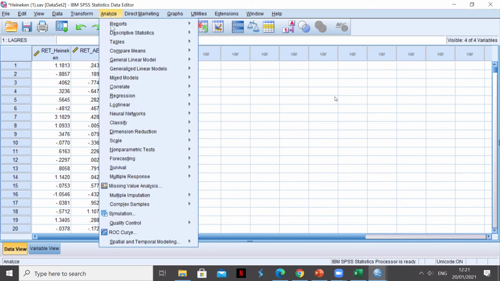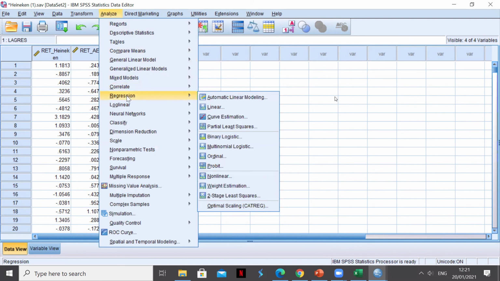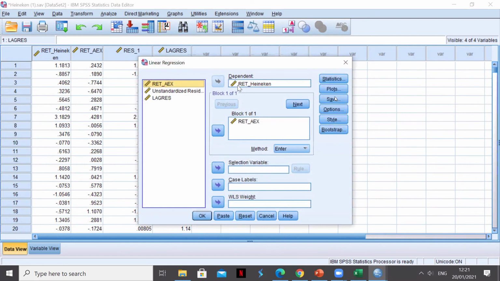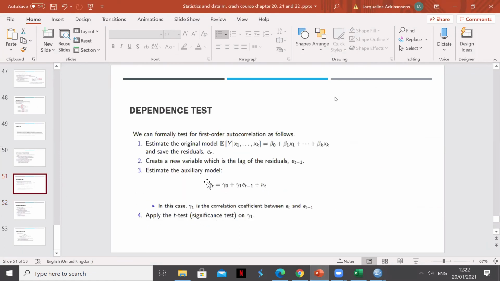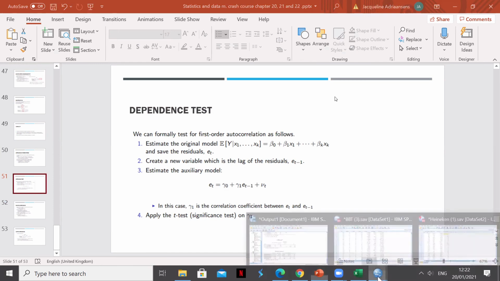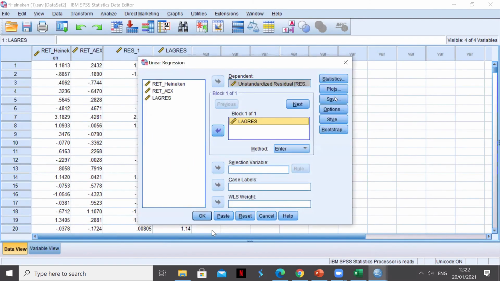Now we're going to make a new model, the model that I suggested for testing the residual dependence. We wanted to test if the unstandardized residual depended upon the lag, right? That was in our model. This is our model: the unstandardized residual, you want to test if it depends on our lag. And you're going to click OK.